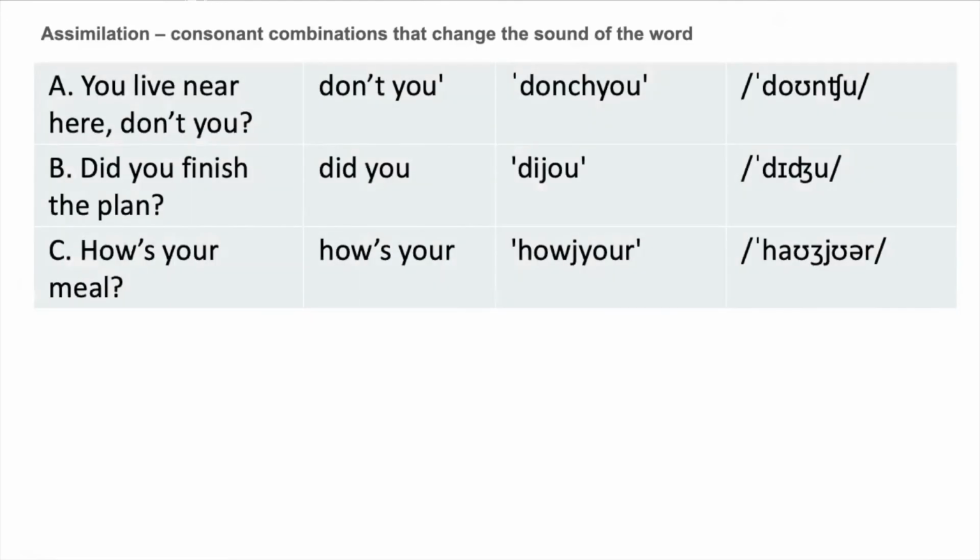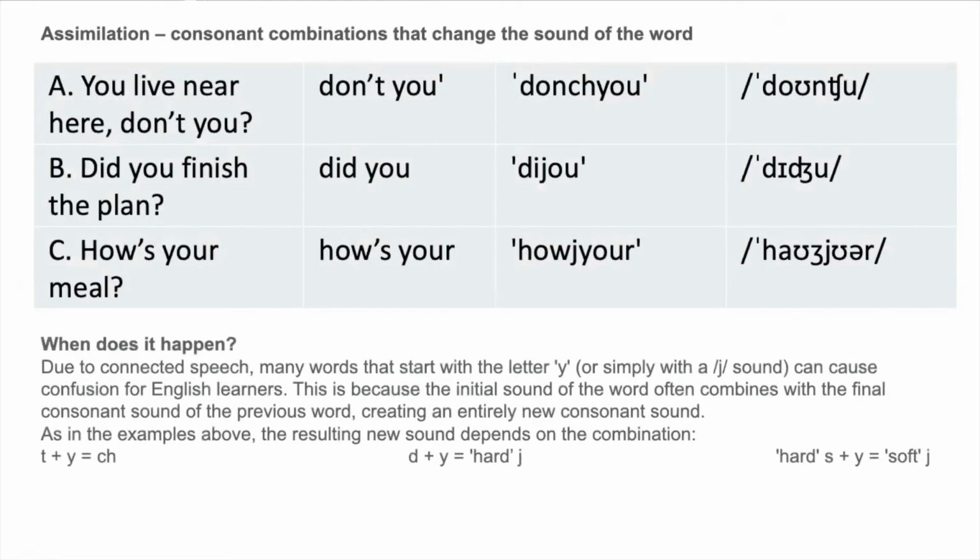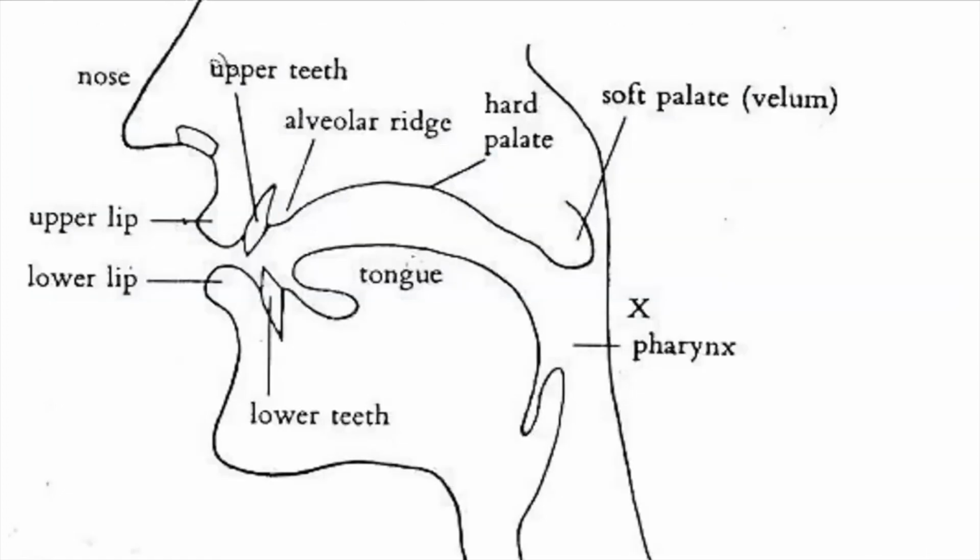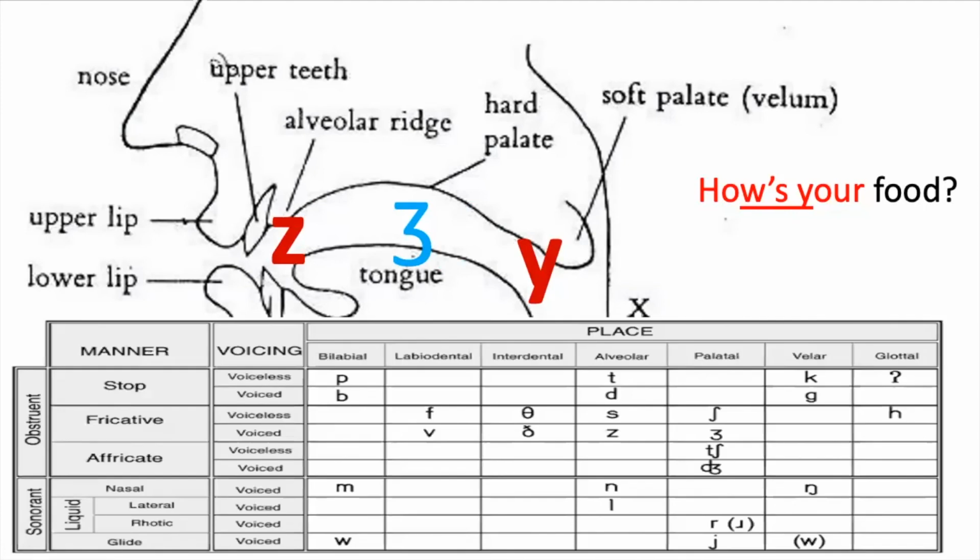So it just joins together. The could and the you becomes could you. All right. So don't you, don't you? It's just a natural joining of those two sounds together. Or did you do it? Did you? Did you do it? Or how's your food? How's your? The y sound instead. So it's quite easy.